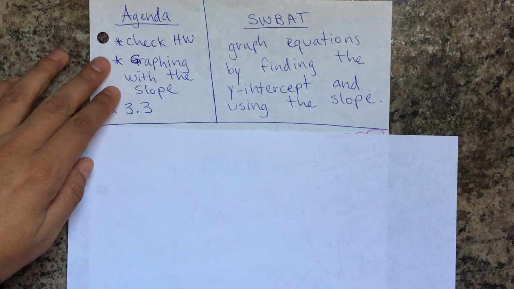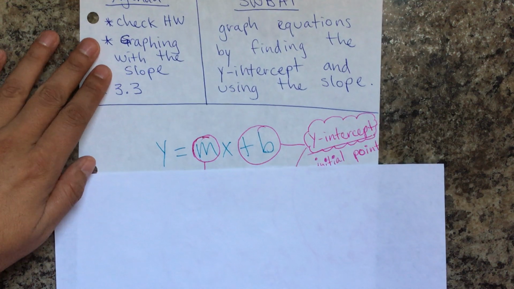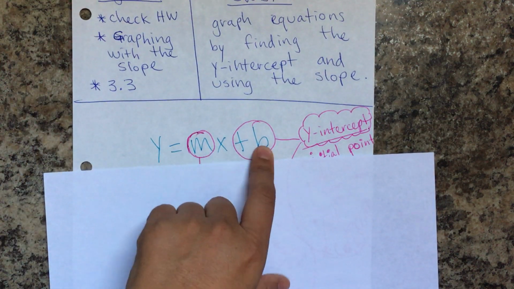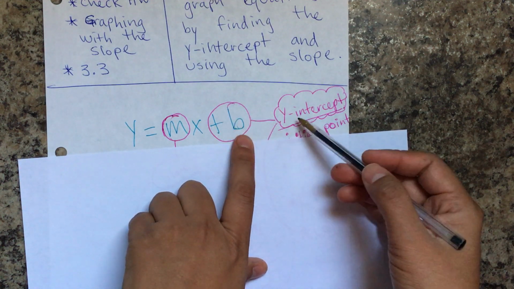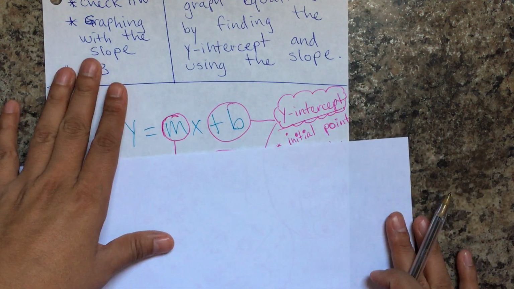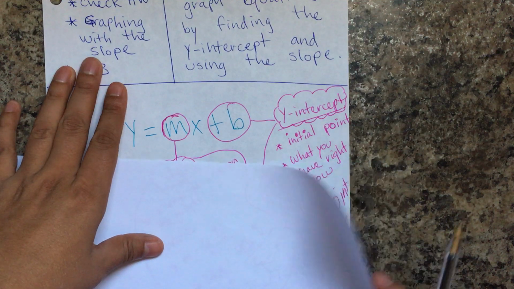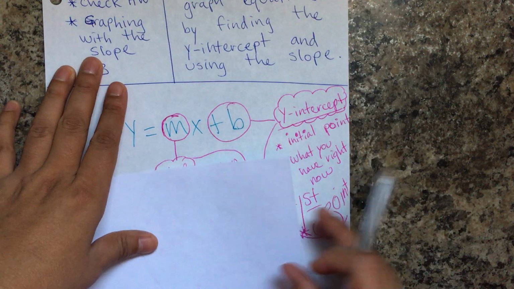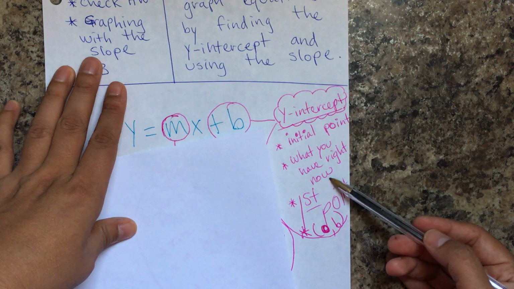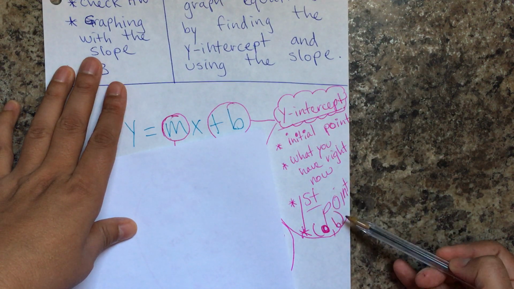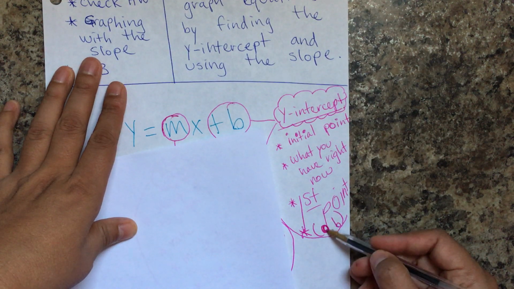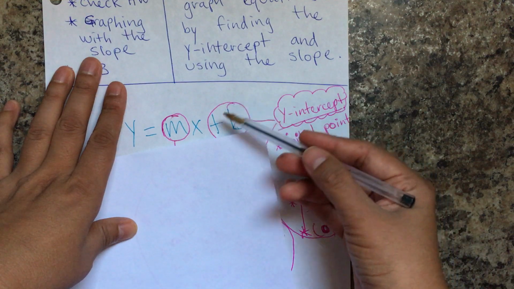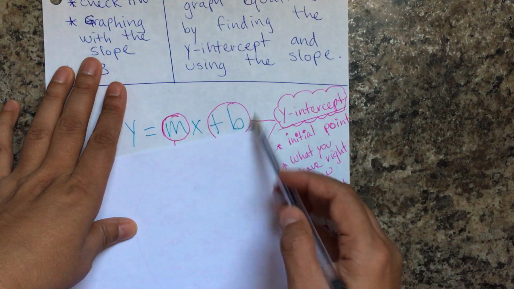Before we do that, what I want you to know is that from y equals mx plus b, we have seen it already before, but the b is the y-intercept, or also called the initial point, meaning what you have right now is the first point, and in a coordinate it's always when x equals 0. Okay, so all of this information pertains to the y-intercept, which is b.